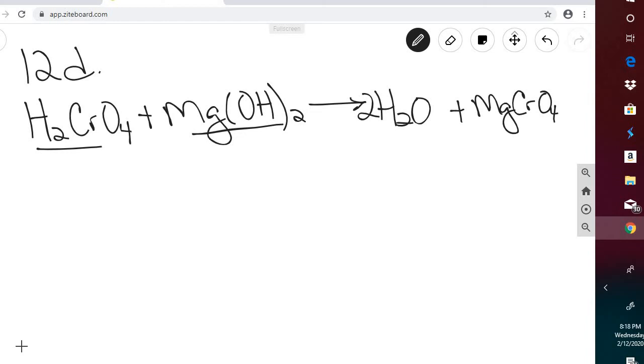The chromium, CrO4, one of those. Magnesiums are okay. Oxygens, we have 4, 5, 6, and we have 4, 5, 6. And we have 2 plus 2, 4 hydrogens and 4 hydrogens. Okay, so that's the balanced equation showing that an acid plus a base gives us water and a salt.